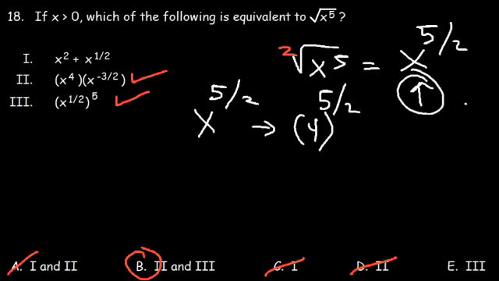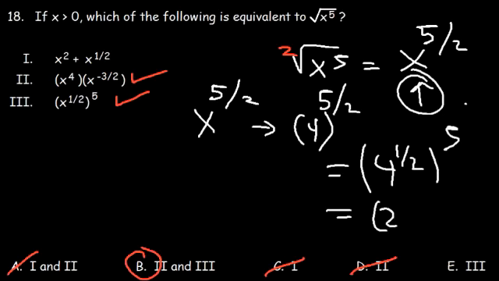What is the value of 4 raised to the 5 over 2? This is the same as 4 raised to the half raised to the 5th power. So anytime you raise something to the 1/2, it's like finding the square root of that number. So the square root of 4 is 2, and 2 raised to the 5th power, that's 2 times 2 times 2 times 2 times 2, 5 times. 2 to the 5th power is 32.